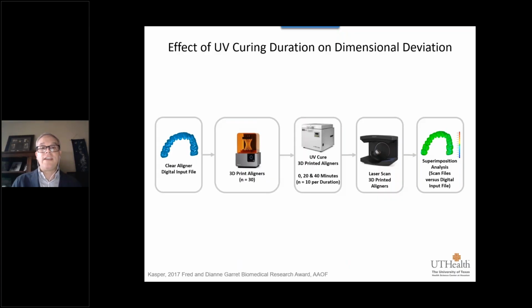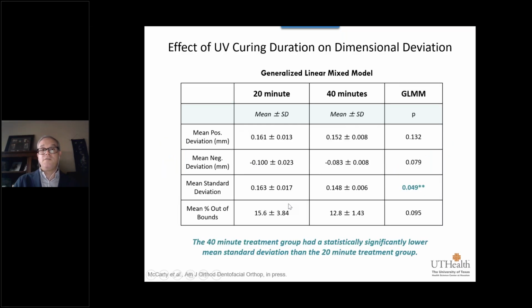And in another study, we investigated the impact of the post-print UV curing duration on the dimensional fidelity, looking at the manufacturer's recommended curing duration of 20 minutes in this particular case, double that duration, and then with no post-print UV curing. And we found that there was no statistically significant difference in mean positive or negative deviation or the percentage of points out of a clinically acceptable tolerance range. But we did see that there was a significant difference in the mean standard deviation, with the 40 minutes treatment group having significantly less standard deviation, so less spread in the deviation data.